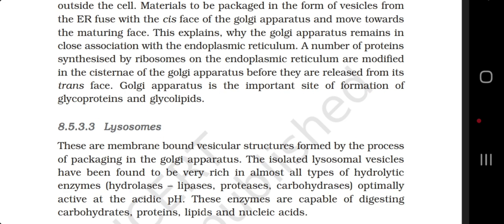8.5.3.3 Lysosomes. These are membrane-bound vesicular structures formed by the process of packaging in the Golgi apparatus. The isolated lysosomal vesicles have been found to be very rich in almost all types of hydrolytic enzymes, that is hydrolases, lipases, proteases, carbohydrases, etc., optimally active at the acidic pH. These enzymes are capable of digesting carbohydrates, proteins, lipids and the nucleic acids.